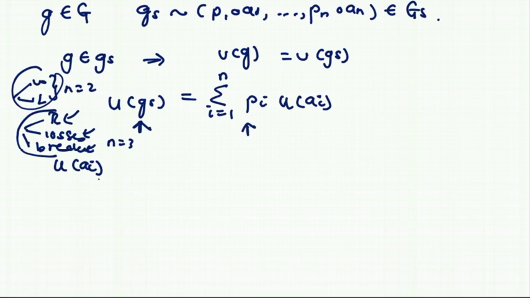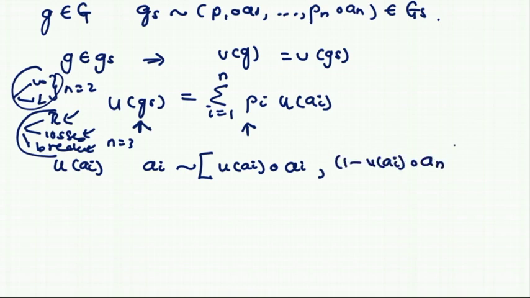So U(A_i) here satisfies this, such that outcome A_i is an equivalent relation of this. Look at this: U(A_i) composite of outcome A_1, and also 1 minus U(A_i), composite of outcome A_n. And then this is identical to, let's say, we use one notation only, Q_i, for simplicity, so that we don't have to write it very long.